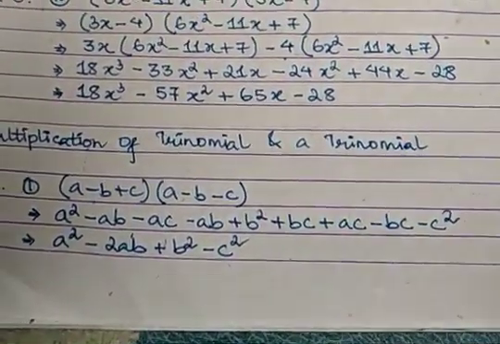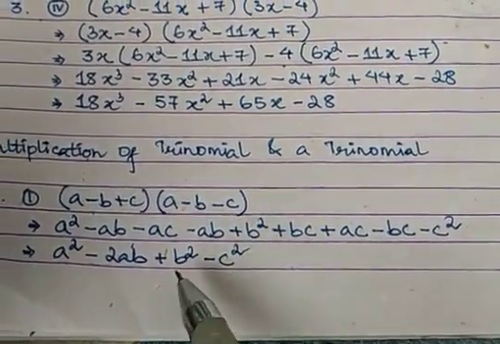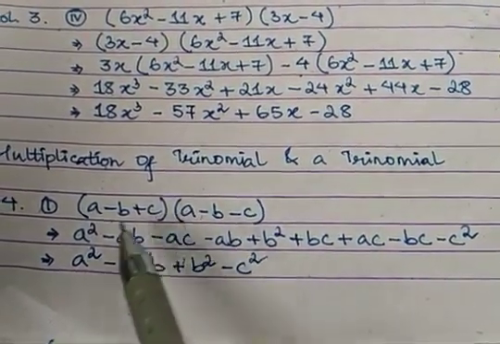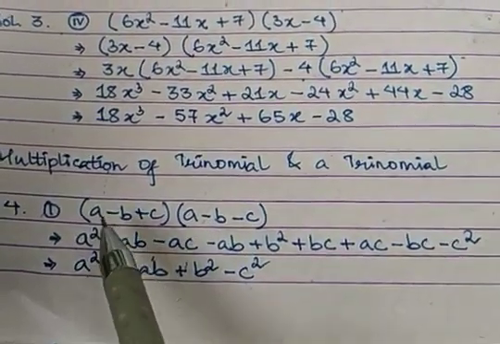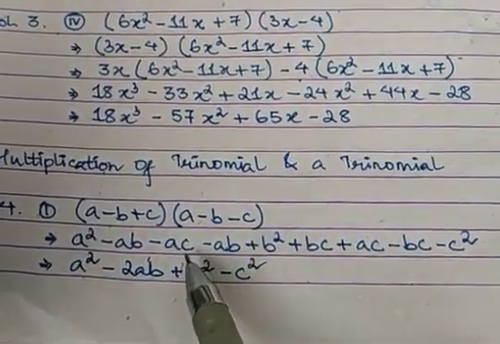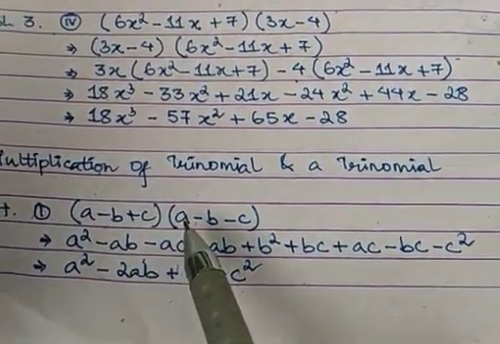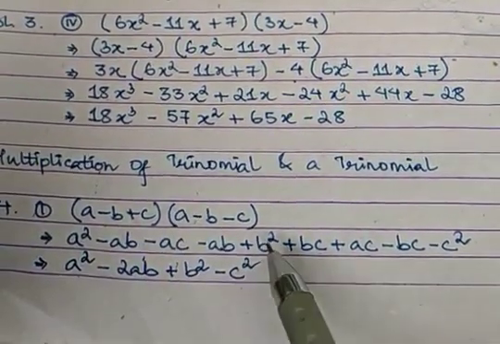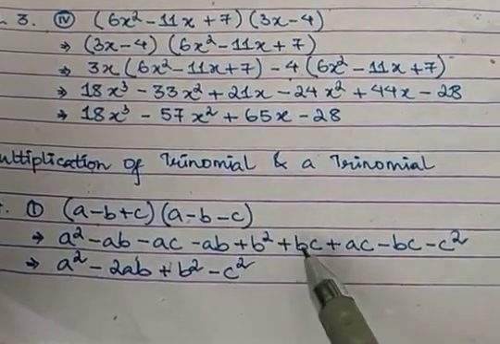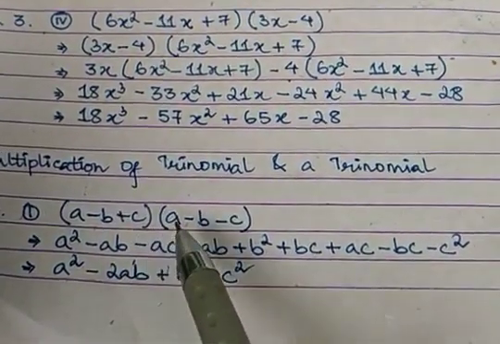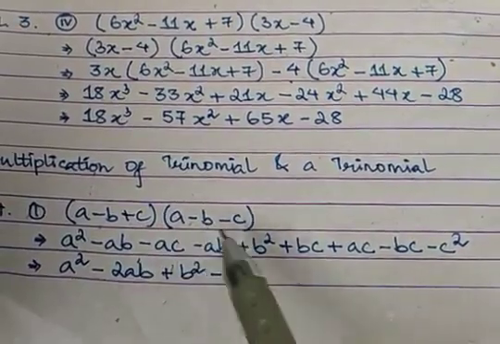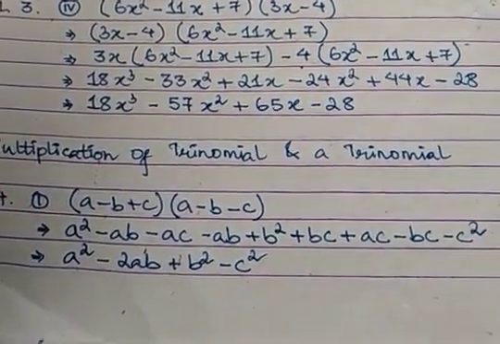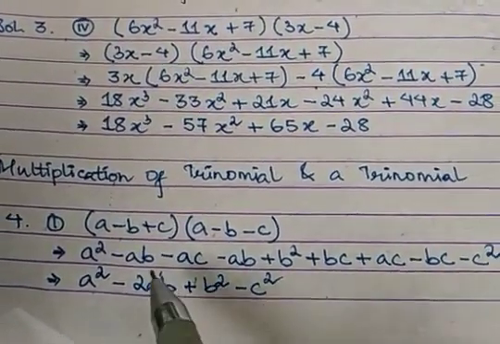So, multiplying trinomial and trinomial. See what I have done here, I have skipped that step. I have directly taken the first term and multiplied all the terms. a into a, a squared, plus into minus, minus ab, plus into minus, minus a into c, ac. Minus into plus, it's minus a into b, it's ab, minus into minus, it's plus b into b, b squared, minus into minus, it is plus bc. Plus into plus, again plus ac, plus into minus, it's minus bc, minus plus into minus, it's minus c into c, c squared.